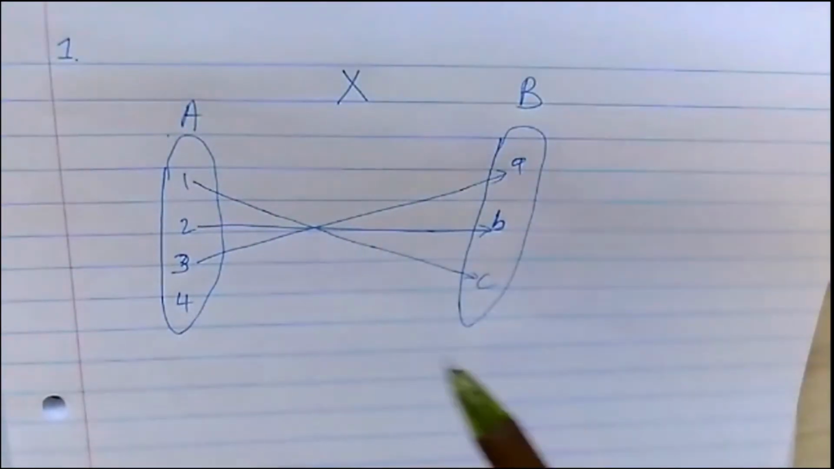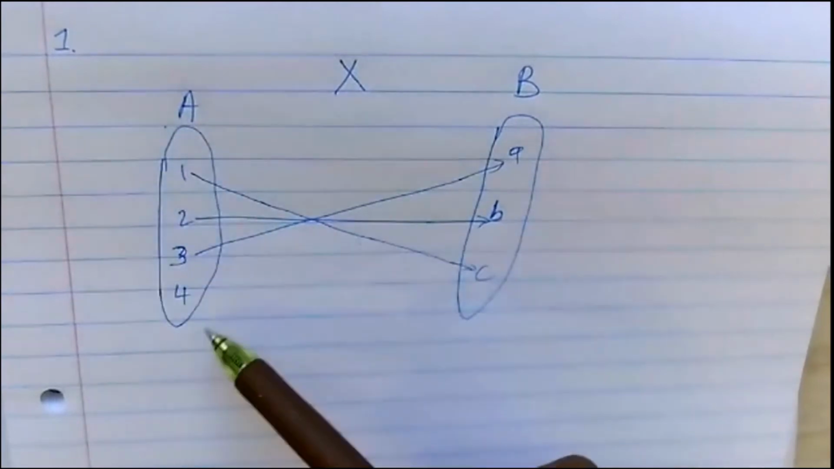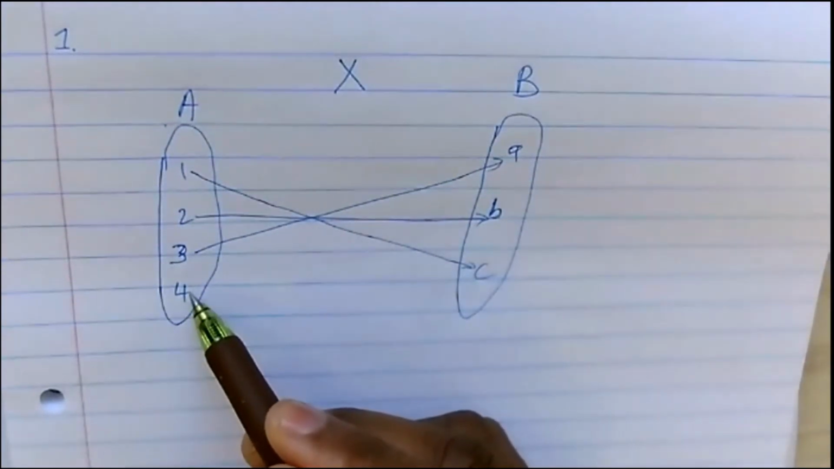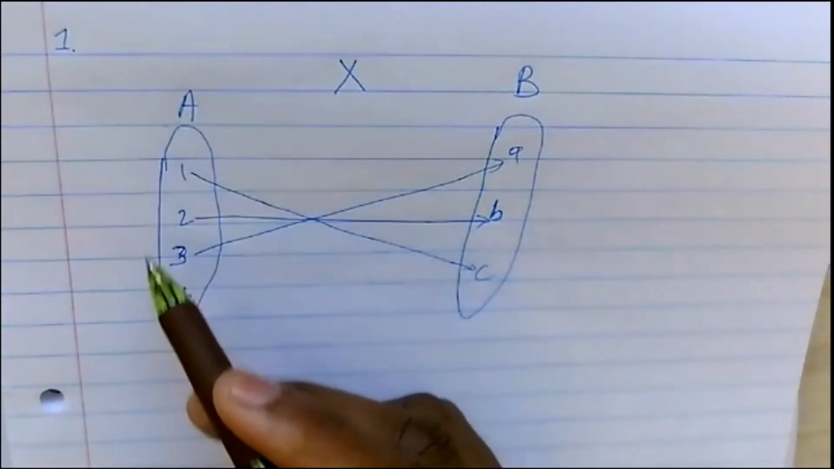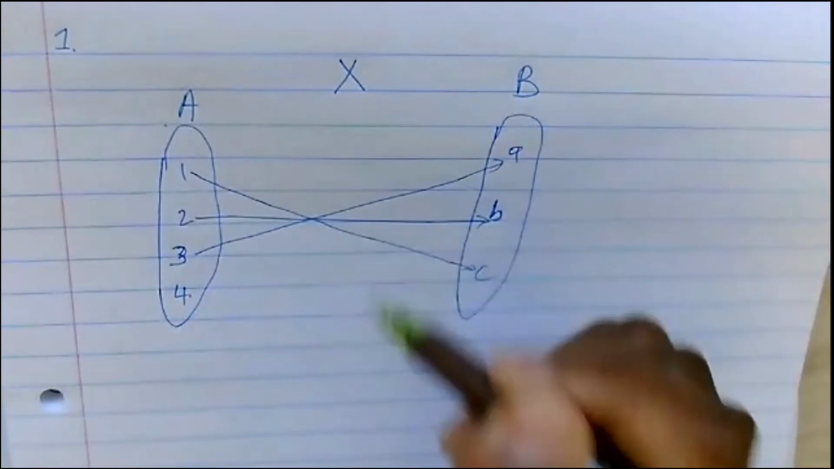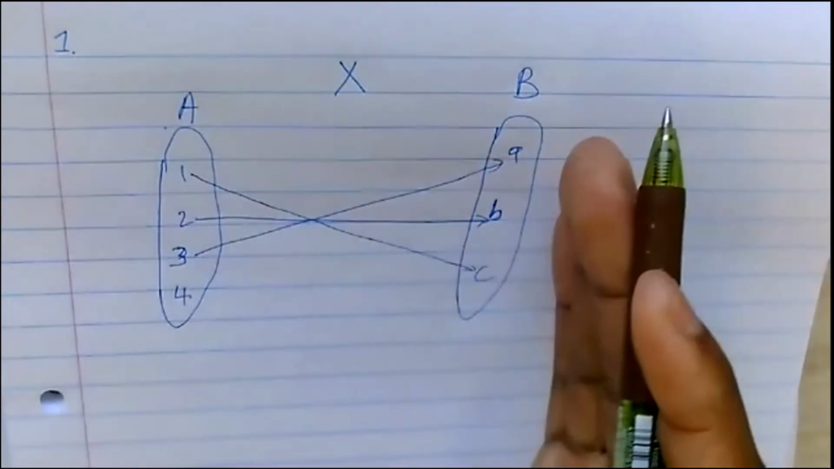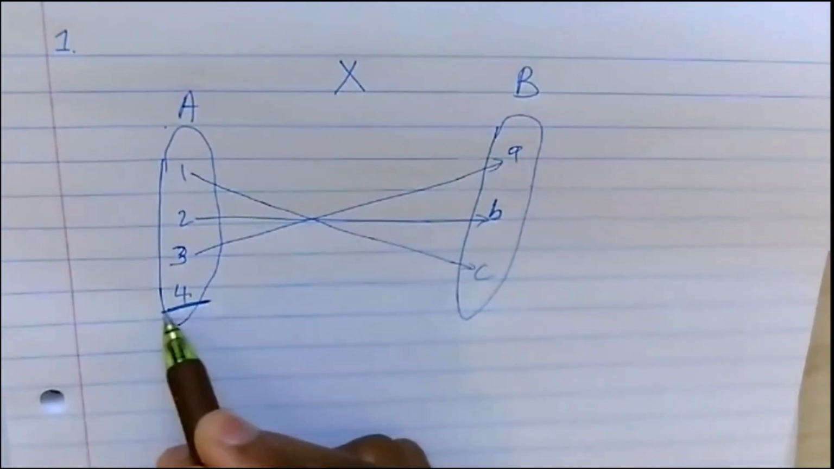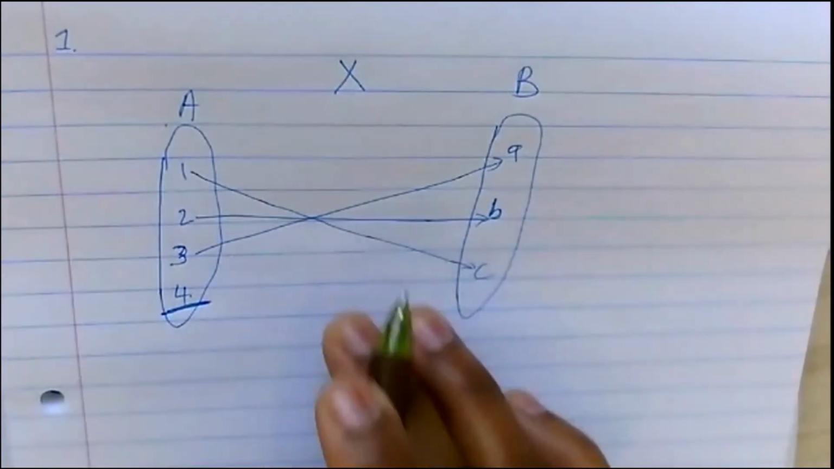Why am I saying that? In the definition, it says everything in A must be assigned. And you can see there we have a 4 that has not been assigned to anything in B. So by that reason, this fails to be a function because it says everything in A must be assigned to something in B. This one is failing because of this 4 that has got no relation with anything in B.